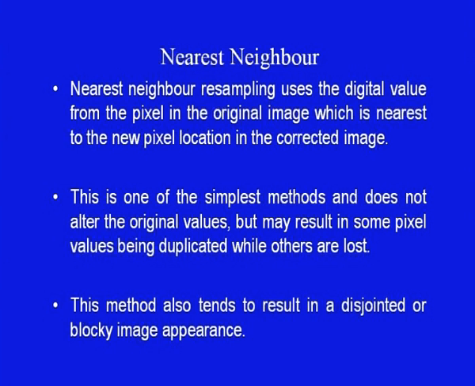So, let us look at the first method, that is the nearest neighborhood. Nearest neighborhood resampling uses the digital value from the pixel in the original image which is nearest to the new pixel location in the corrected image. This is one of the simplest methods and does not alter the original values, but may result in some pixel values being duplicated while others are lost. This method also tends to result in a disjointed or blocky image appearance.